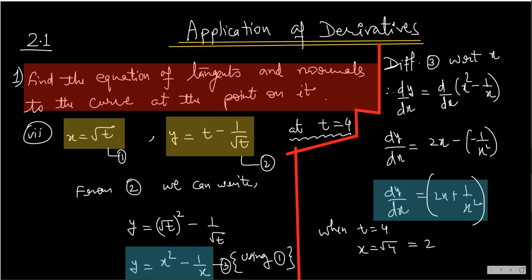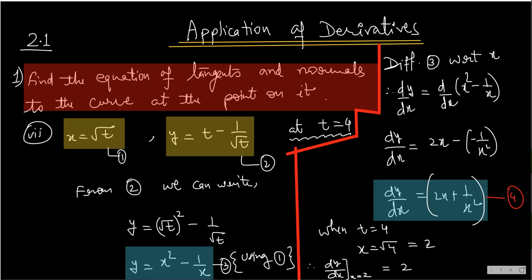So here we have written the x value as 2. When t is 4, x is root 4, which is 2. Now this x I will substitute in dy by dx, which is number 4. So the next step I write is, therefore, dy by dx at x equals 2. Actually it was t equals 4, but t equals 4 is the same as x equals 2. And what is that equal to?